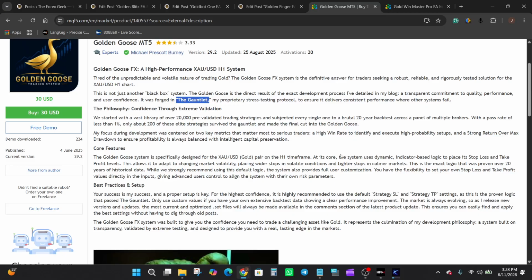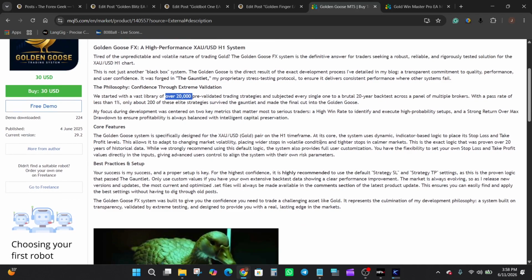Now, according to the description, this involves testing thousands of strategies, over 20,000 in total, and filtering them through extremely long historical testing conditions. So essentially, what they are claiming here is that only a very small percentage of strategies, less than 1%, actually survived that selection process and made it into the final system. That already tells me this EA is built around a highly filtered strategy selection philosophy rather than a single simple trading idea.